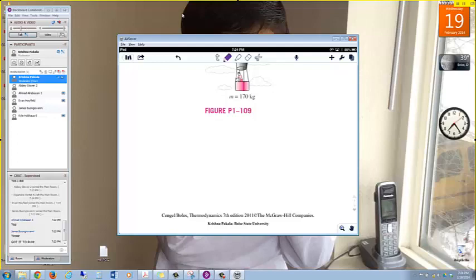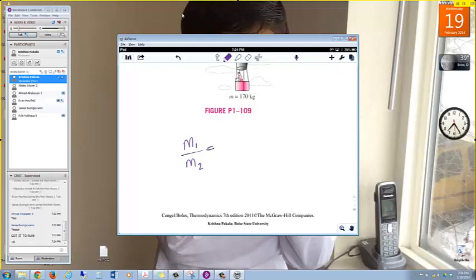Anyway, so let's say if you want to find the ratio of masses, right? Initially, the mass, what is the initial mass? What is M1? I don't remember exactly what it was on the problem, but is that what you're asking?